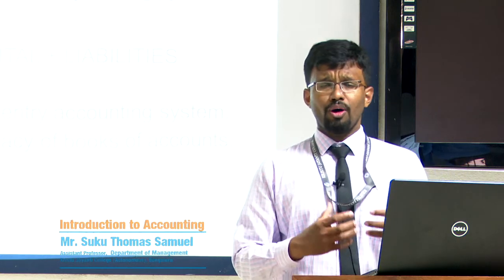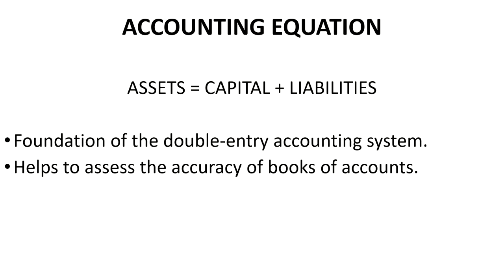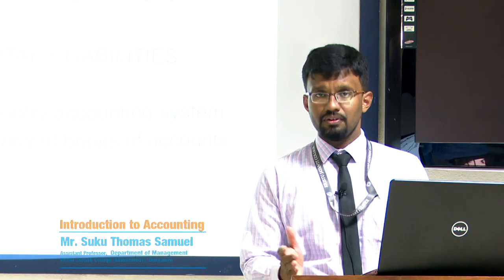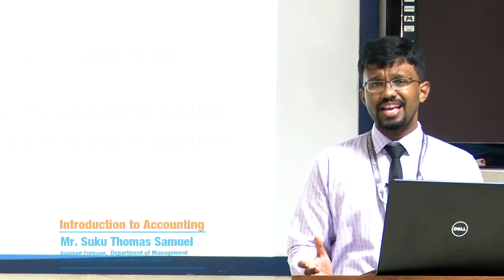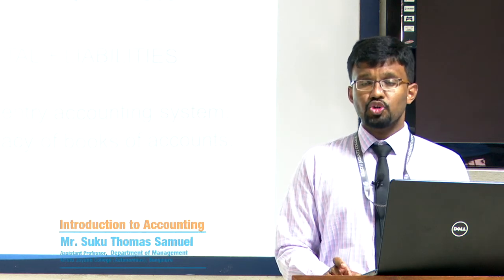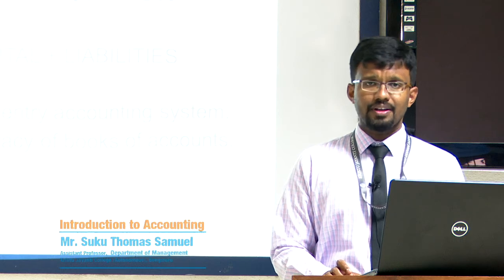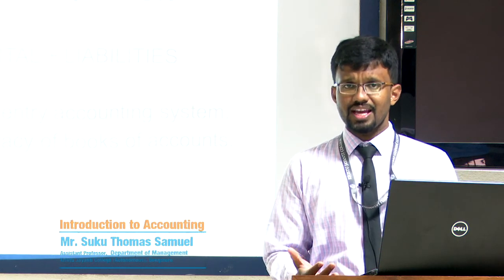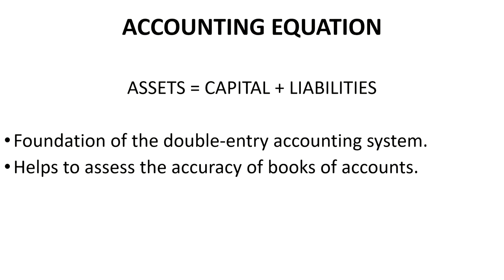Moving on, what forms the cornerstone of accounts as a subject is what is called as the accounting equation. There are two kinds of accounting systems. We have single entry and double entry, but accounting equation forms the cornerstone of the double entry system. Now, it also helps you to assess the accuracy of the books of accounts maintained by the firm. Accounting equation states that assets of a firm should be equal to the sum total of capital and its liabilities. So once again, the accounting equation states that assets of a firm should be the sum total of capital and liabilities of the firm.